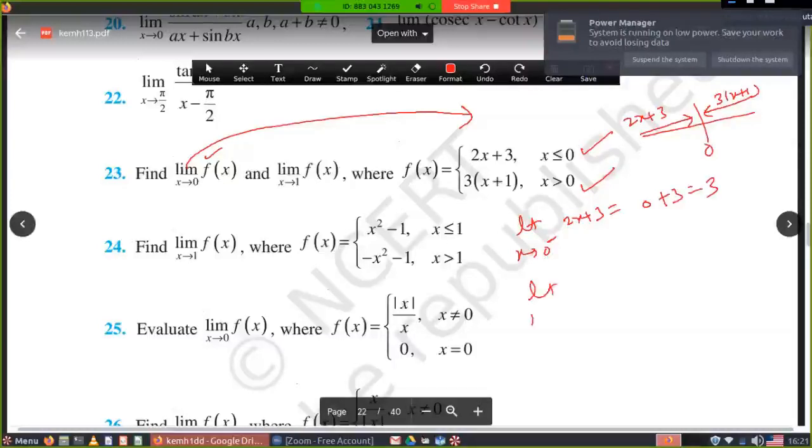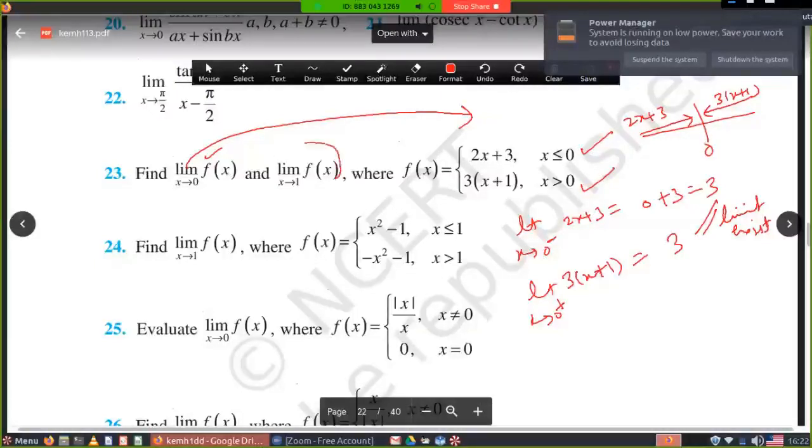And limit x tending towards 0 positive, means from the right, the function given is 3x plus 1. When you put x equal to 0, you get 3. Both are equal. So the limit exists. If the left and right limits are equal, then the limit exists. If these are not equal, the limit does not exist.